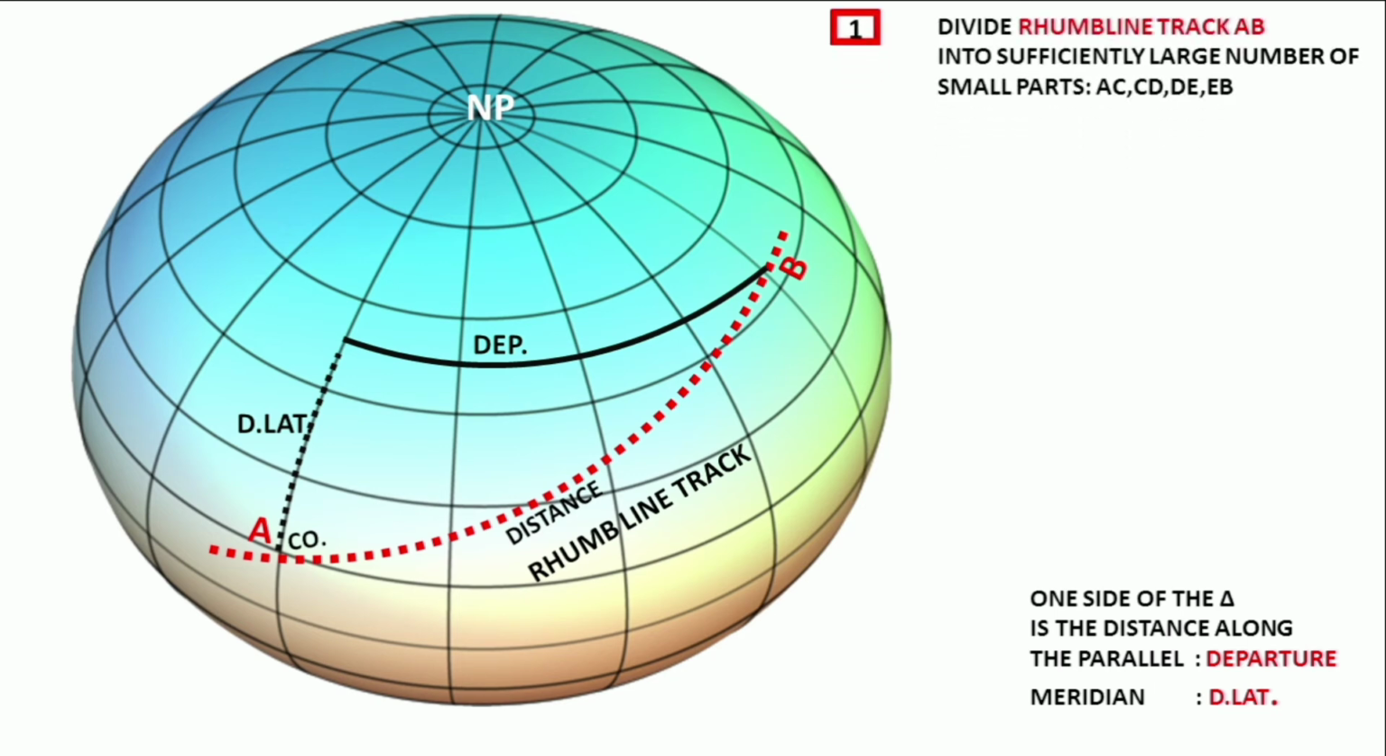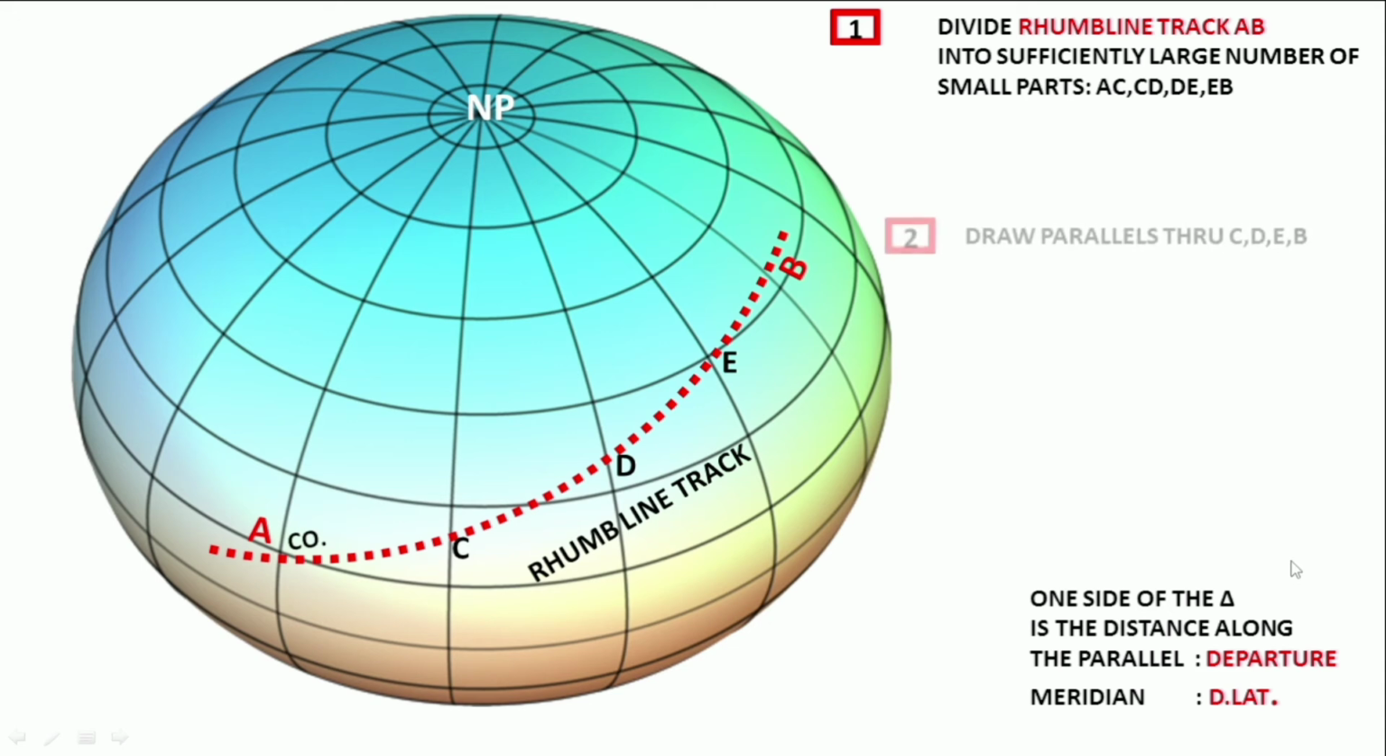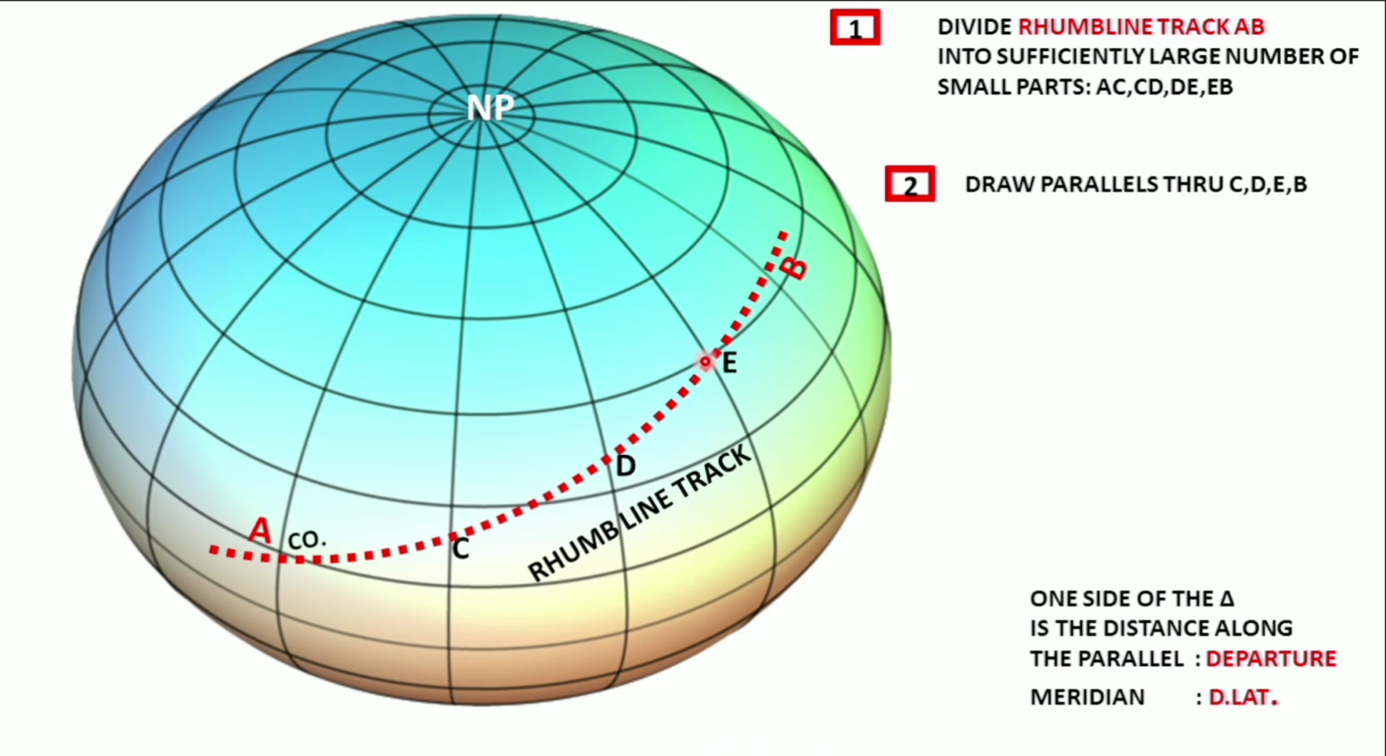Now if this line AB is divided into a sufficiently large number of small parts, though of course in this diagram you are seeing very big, but that's only for understanding. But if we can make the divisions as small as possible, which I have shown you here with CDE, and if I draw a parallel of latitude from all these respective points, these are parallels of latitude coming up from here.